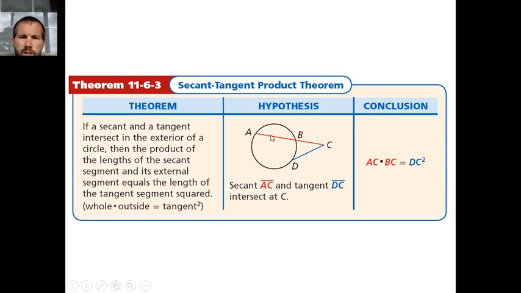So we're going to do just like we did in the previous theorem, where we do whole times outside for the secant line, but then it's going to equal the tangent line squared, which is technically still whole times outside because the entire tangent line is on the outside. So it is the whole times the outside. So it's really not a different theorem, but I guess it looks a little bit different because we're just squaring the one segment. So that would be AC times BC equals DC squared.